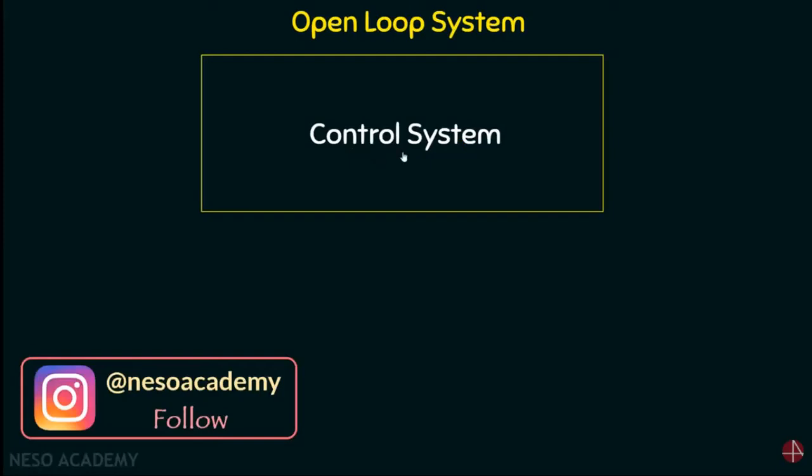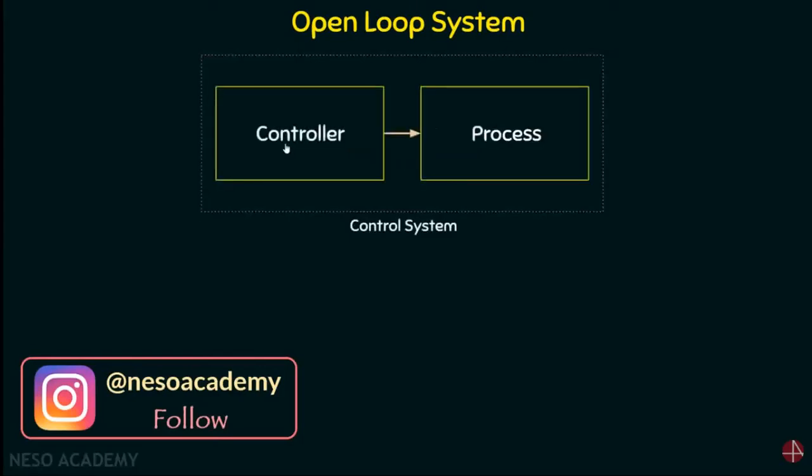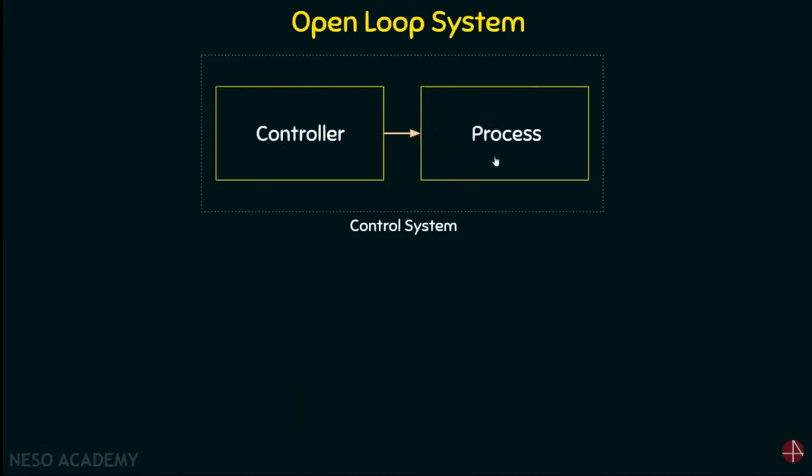But internally, the control system is divided into two different sections. One is the controller section that controls the amount of input that is required to process the input, and the other is the process section that actually processes the input in order to generate the output. On the left side, we have the input to the system, and from now onwards, we will call this the reference input, and on this side, we have the output.